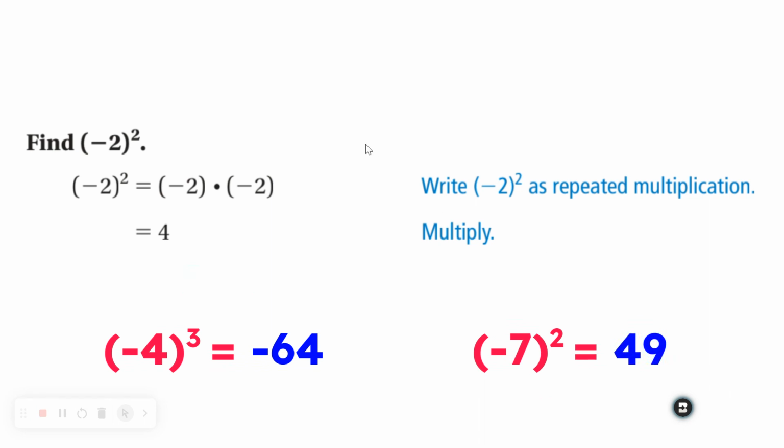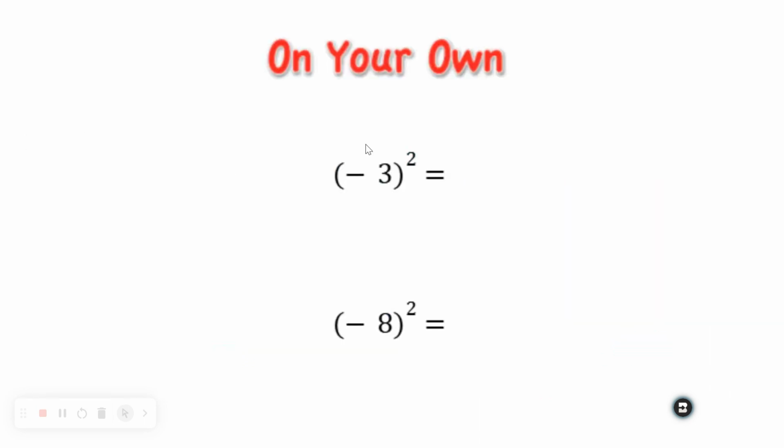Now, I want you to try. You don't have these written on your paper, but I would like for you to write them over where it says evaluating expressions on the front of your notes. Try these two. It's just squared. Try -3 squared and -8 squared and see if you can come up with the correct answer. Pause the video, take the time to actually try and solve these, and then press play.